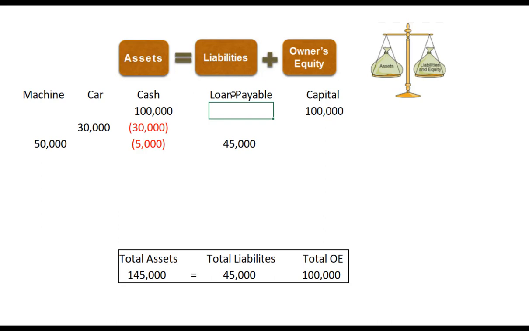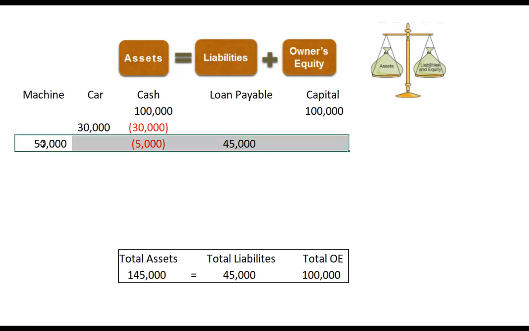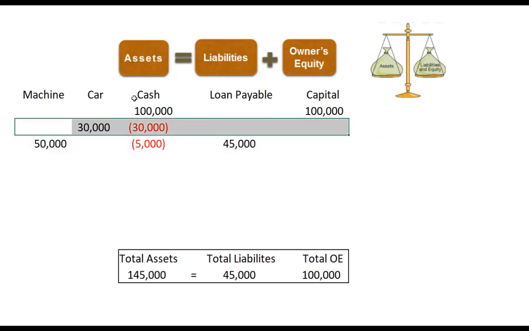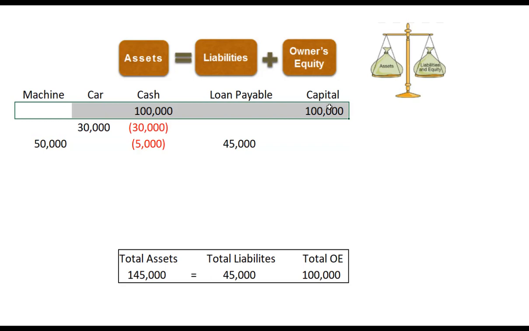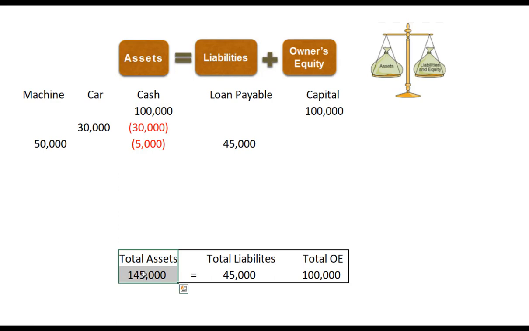We must ensure that the accounting equation balances. On the left-hand side, $45,000. On the right-hand side, liabilities and owner's equity, also $45,000 in this transaction. Each individual transaction balances. And the total of all transactions also balances. Total assets sum up to $145,000. Total liabilities plus total owner's equity also $145,000.